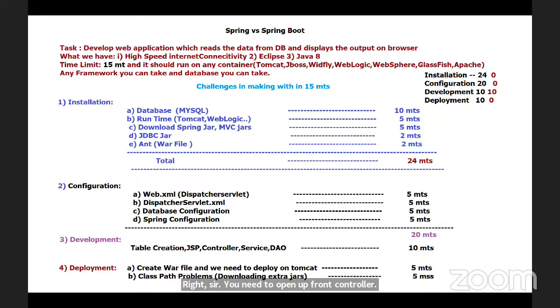MVC configuration, that also we need to write. In this place my front end is there, in this place my jars are there, in this place my JSPs are there, and my controller, my service. I need to tell my framework, these are the places my code is there.